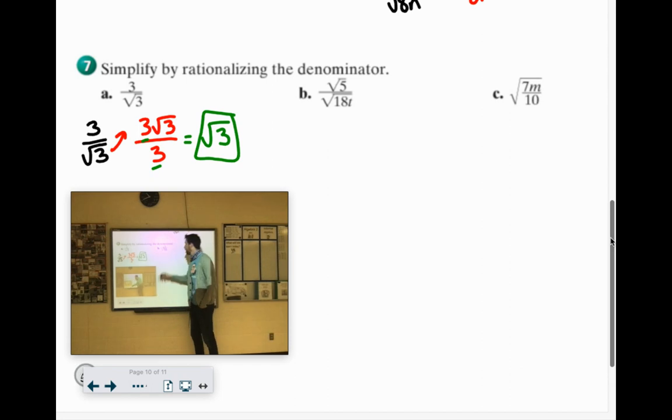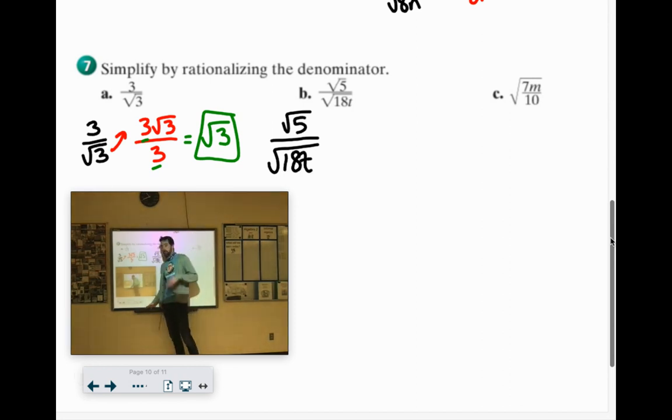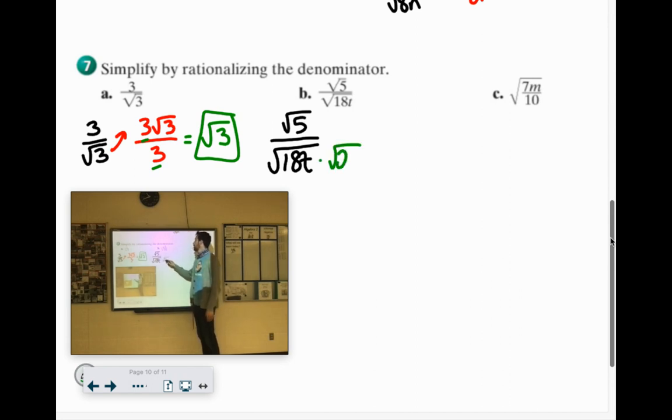All right. For B, we have root 5 over root 18t. A good backup is to just multiply top and bottom by root 18t. But let's go next level with it. Because that'll be a perfect square, but there's a smaller perfect square that 18 goes into, and it's 36. So to get 18 to be 36, we would just have to multiply by 2. T is not a perfect square, so we're going to need another t.